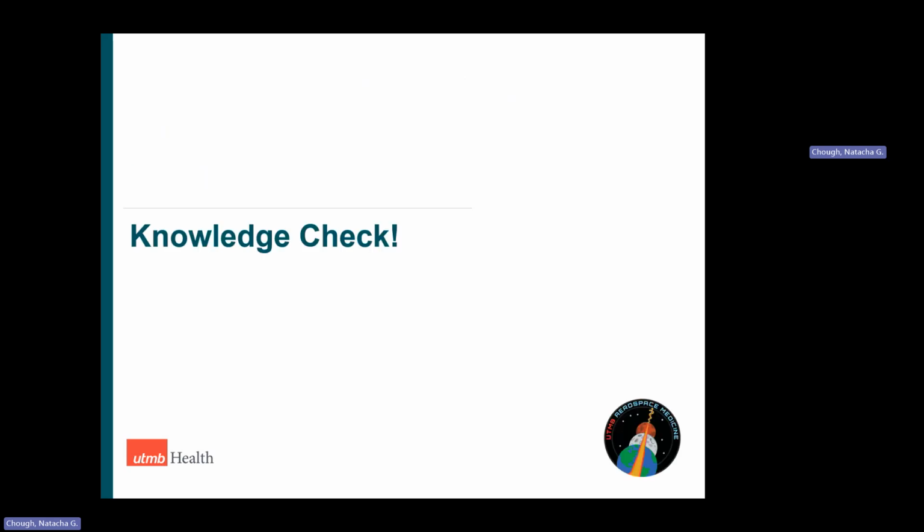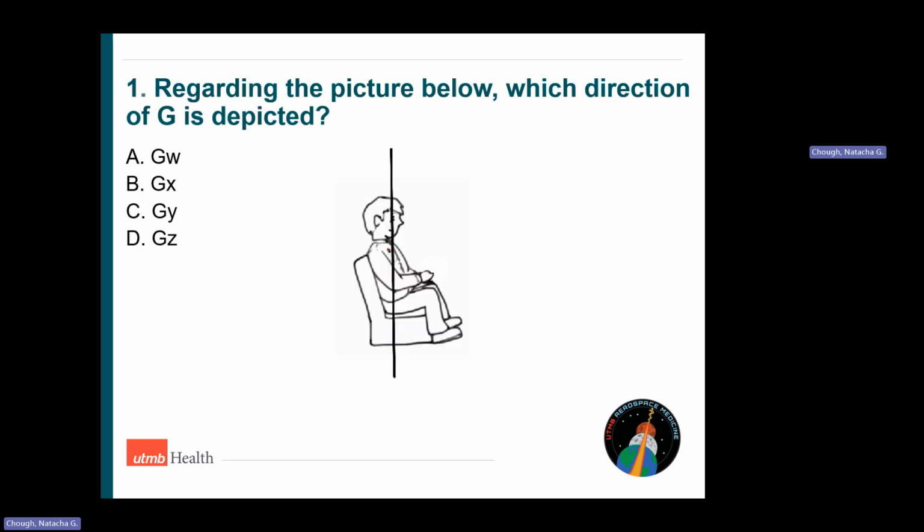So now it's time for a knowledge check to see what we've learned. Question 1. Regarding the picture below, which direction of G is depicted? A. GW, B. GX, C. GY, or D. GZ? The correct answer is D. GZ, or head-to-toe axis. Using the left-hand rule that we learned in this presentation, this would be the direction that your thumb is pointing.